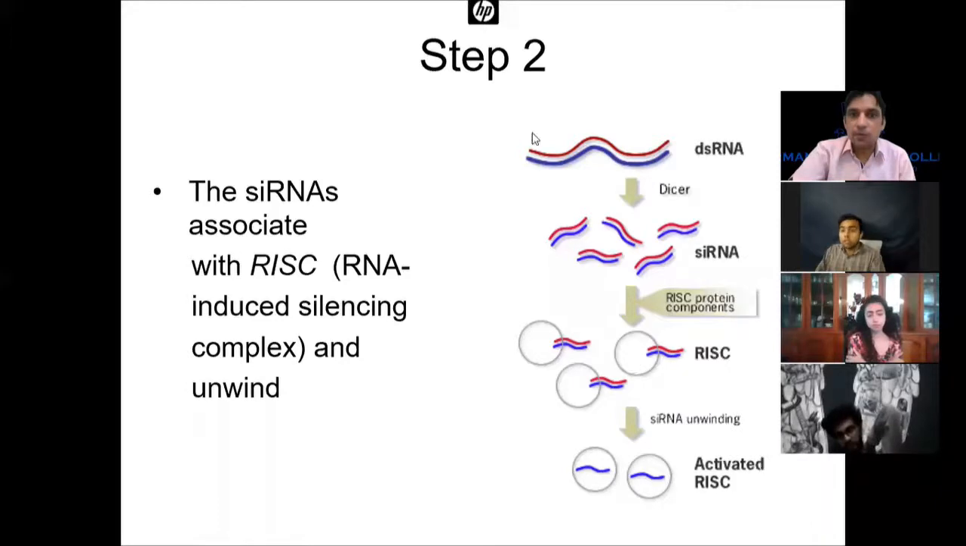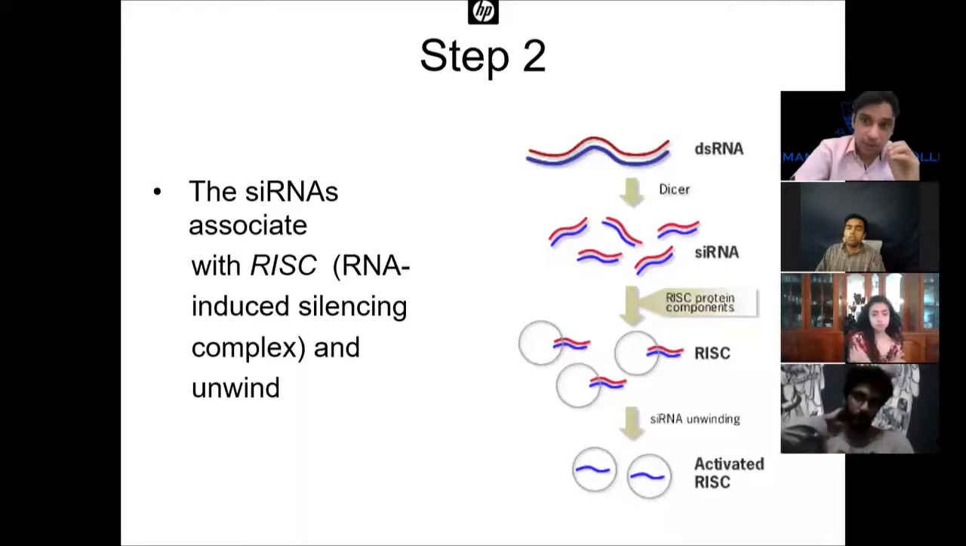Where does the RISC come from? Okay, Shaista, you can keep the questions, but that's fine. Shaista asked a question, and I'm adding that question right now here. The RISC and the dicer, they belong to our natural defense mechanism and our machinery which controls the expression of the genes.